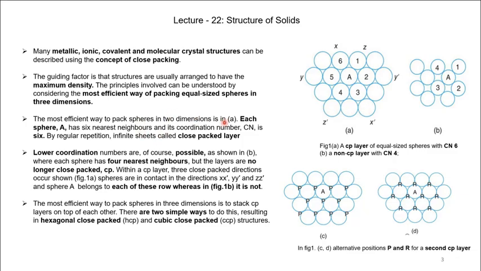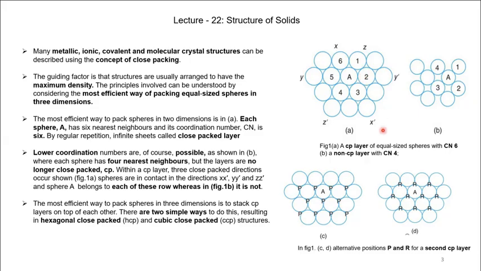Okay, then we go by regular close packing. Now we have to see that this close packing has coordination number 4. So close packing, which has coordination number 6.